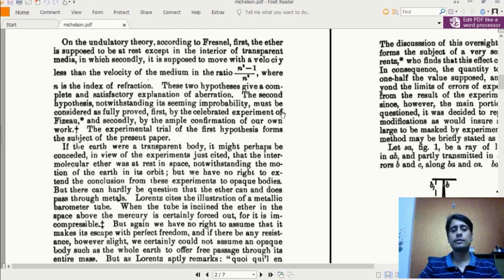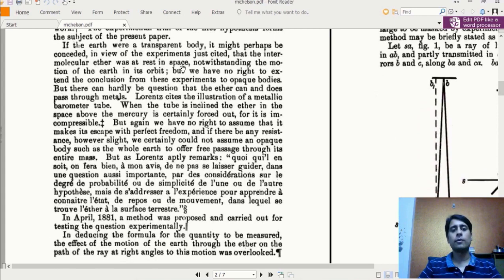So if the earth were a transparent body, which it is not, it might perhaps be conceded in view of the experiment just cited that the intermolecular ether, ether being supposed to be some substance in those days, was at rest in space. So the ether which is present between the molecules which constitute the earth is supposed to be at rest in space, notwithstanding the motion of the earth in its orbit. So they are saying that the earth is moving in the ether, but the ether present inside the earth is not moving because it is intermolecular.